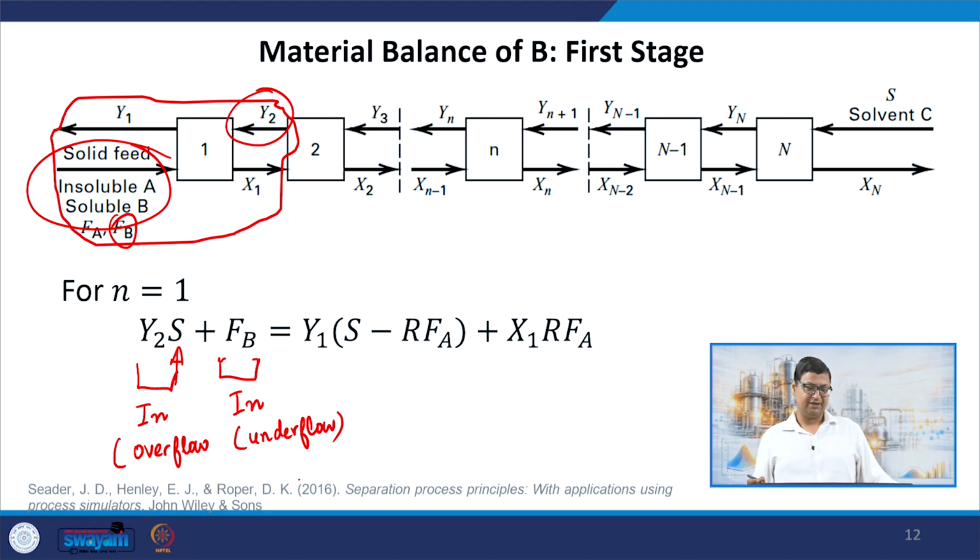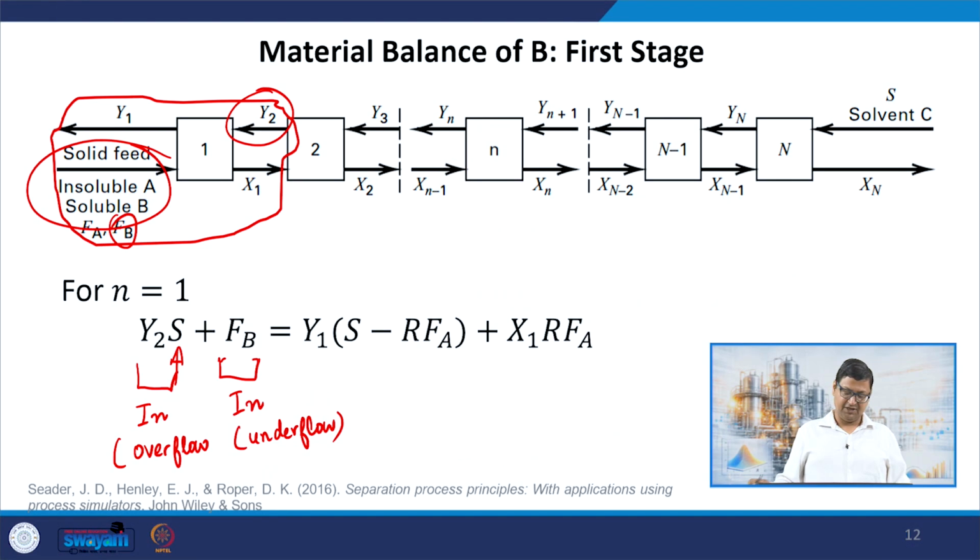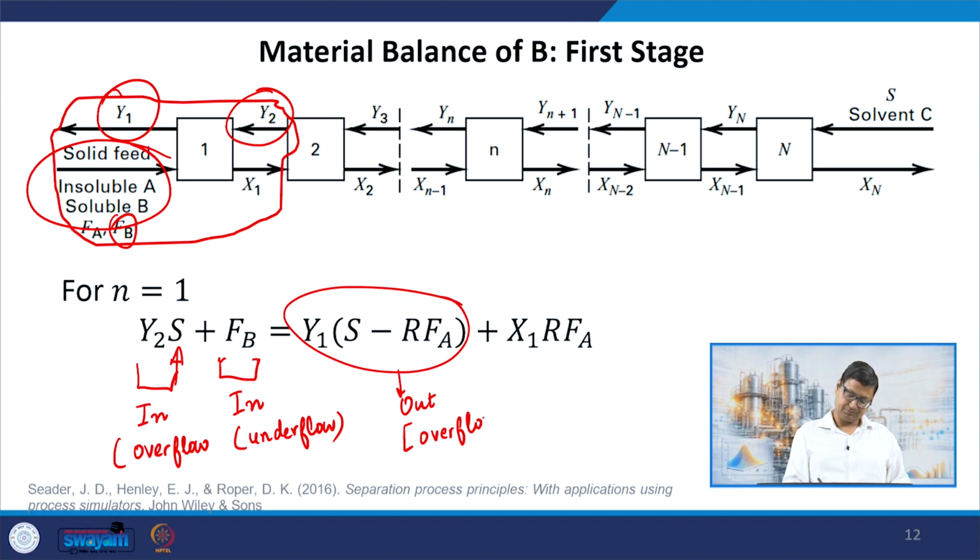Now for the out, as we have discussed when we did the material balance for the solvent, what leaves stage 1 has a mass flow rate of S minus RFA. Every other stage in the overflow has a mass flow rate of S, but what leaves the first stage has a mass flow rate of S minus RFA. So that's why we multiply Y1 with S minus RFA. This is out in the overflow, and the out in the underflow is X1 into RFA.